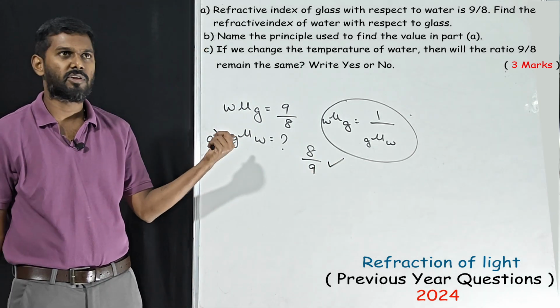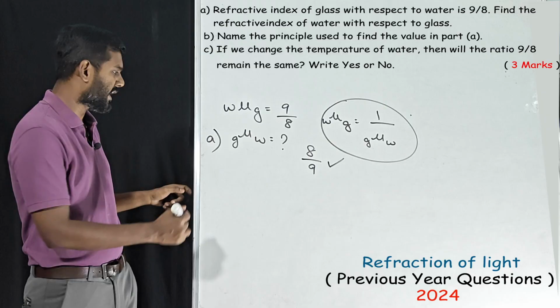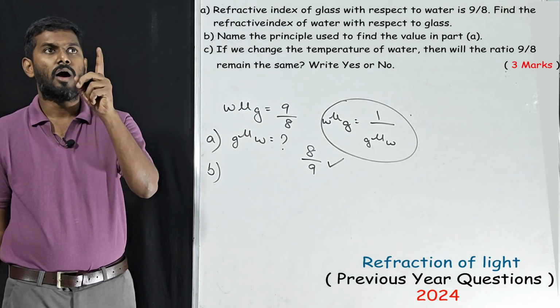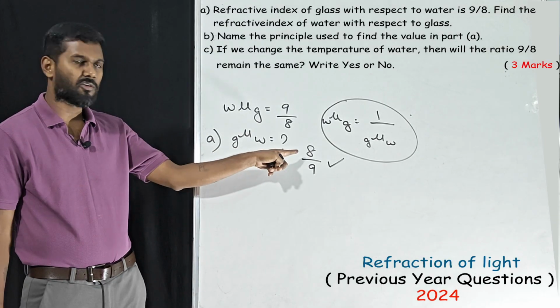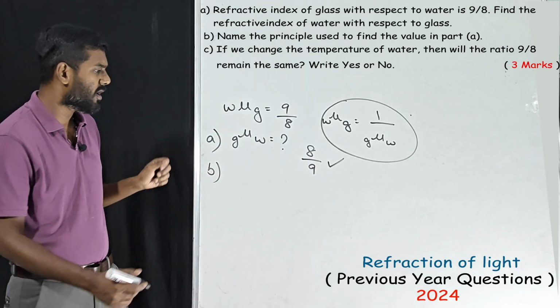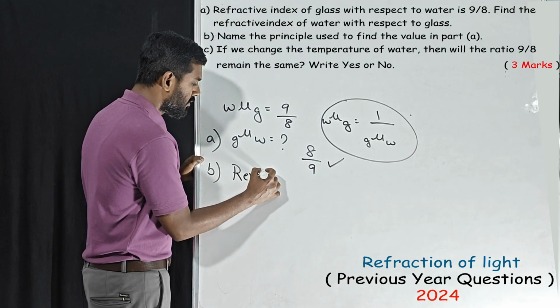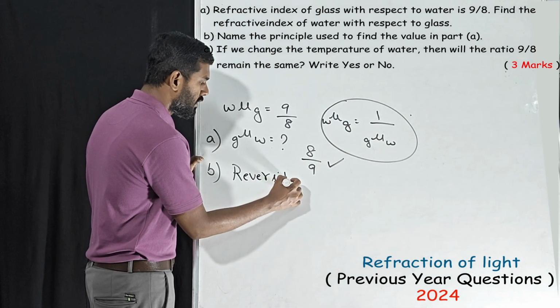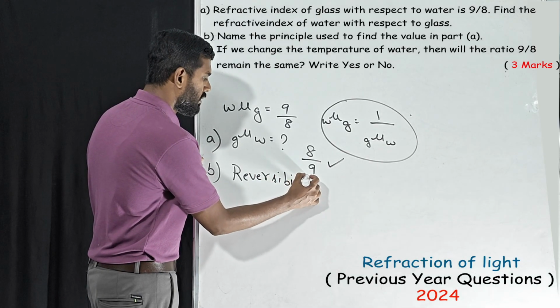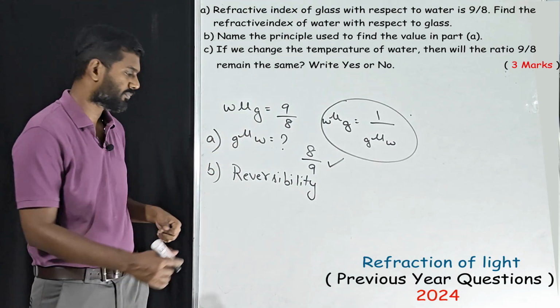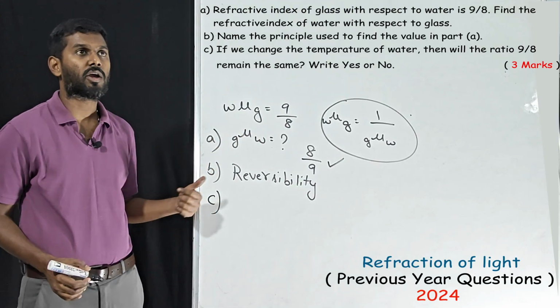This is a very simple question. Now we'll go for the second one. Name the principle used to find the value in part A. In part A we found some value. What is the principle we have used? Principle of reversibility. Okay, principle of reversibility.